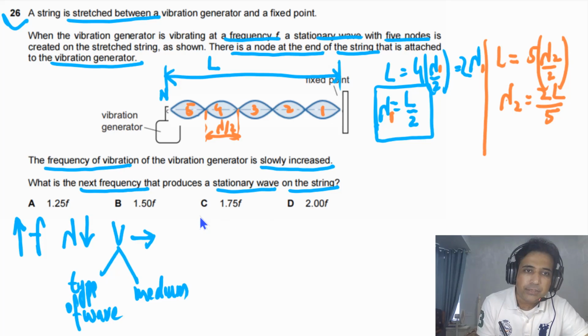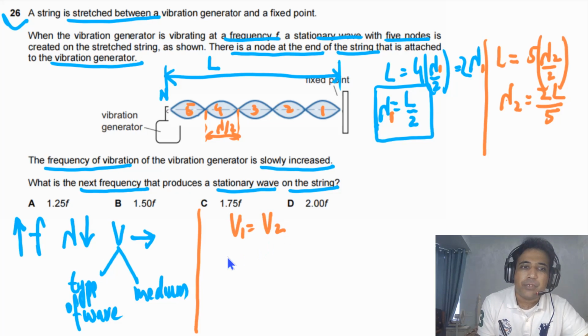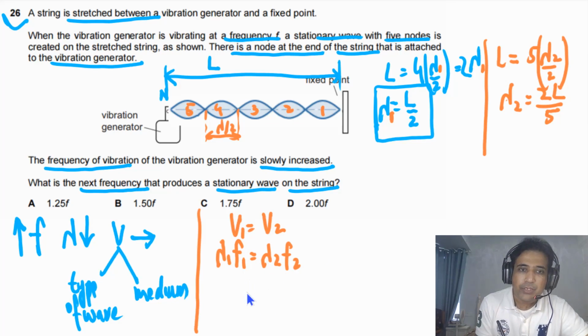But we have already discussed that in this case speed is constant. So we can say V1 is equal to V2. So we have lambda 1 times F1, that is equal to F. This has to be equal to lambda 2 times F2. So F2 we need to find out. So F2 will be equal to lambda 1 times F divided by lambda 2.